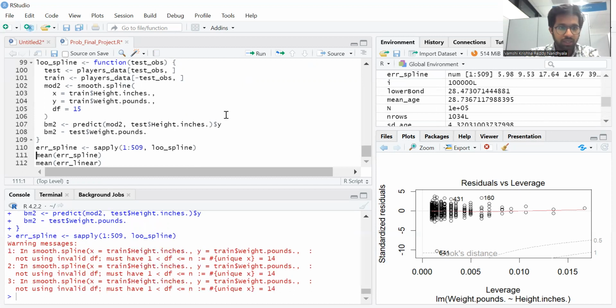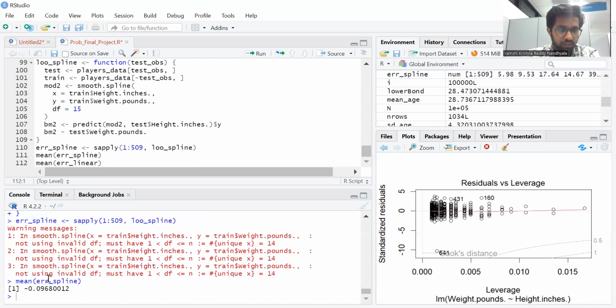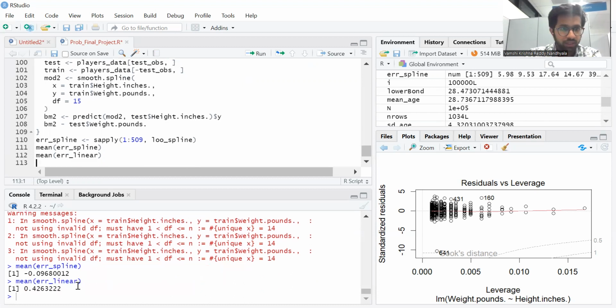Let's calculate the mean error for spline, which is minus 0.09, and the mean error for linear, which is 0.426322. So I think the linear model is somewhat better, because a positive error is good to go with, whereas the spline model is resulting in a negative error, which is not so great. But both the models are performing good. So this is all about my final project on the baseball players data set. Thank you one and all.